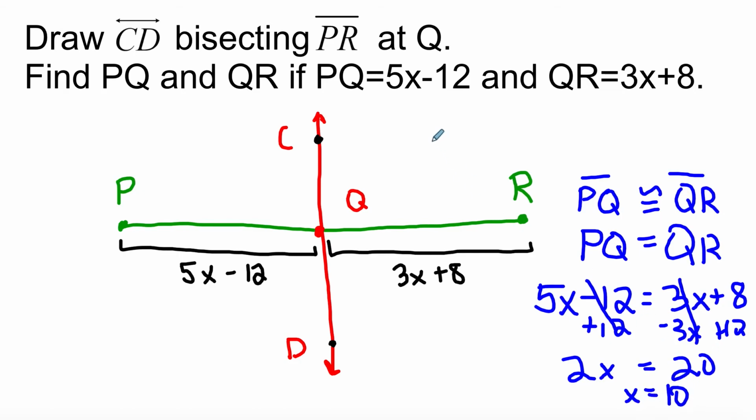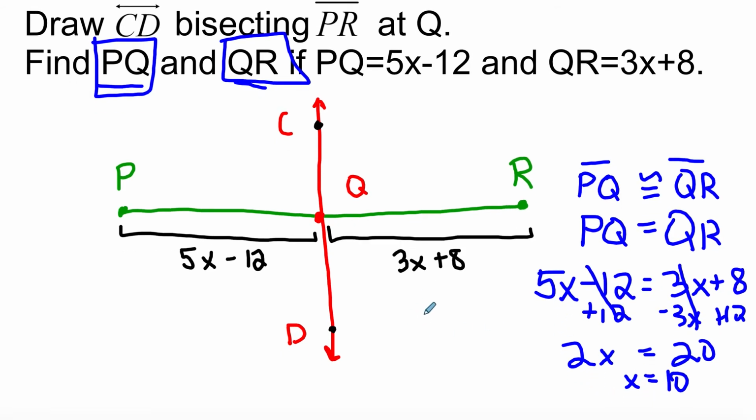Now, are we done? No, because it's asking us to find the distance between P and Q and the distance between Q and R. Remember, that's what this means right here. This means the distance between P and Q. This means the distance between Q and R. So I actually have to go back and plug x in here.